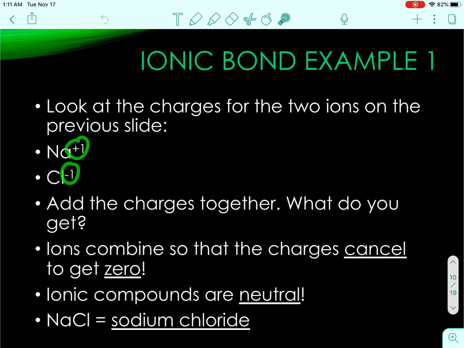So add those charges together, +1 and -1. What do you get? You should get 0. +1 and -1, when you combine those, they cancel out to get 0. And so that makes the overall compound neutral. So yes, you have a sodium ion and a chloride ion. When they combine, one's positive and one is negative, but the overall compound is neutral. It does not have a charge.